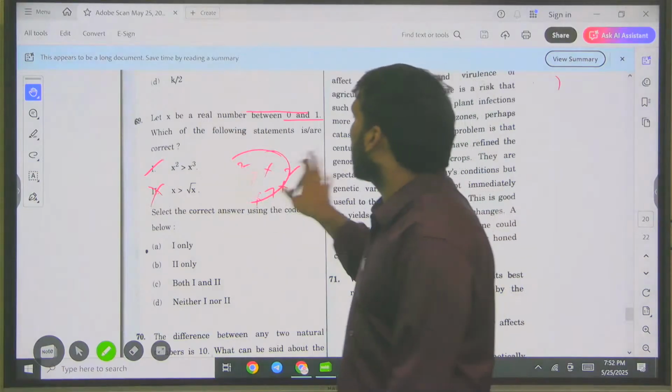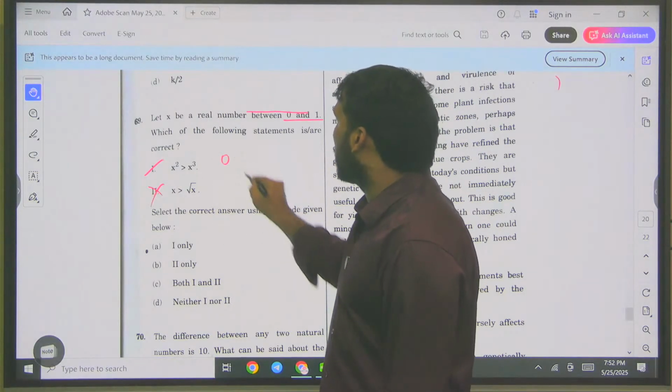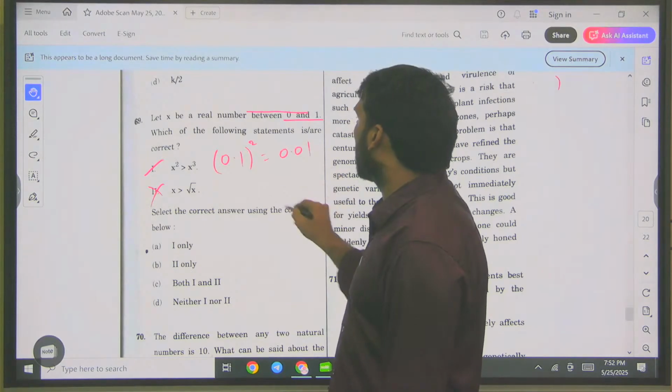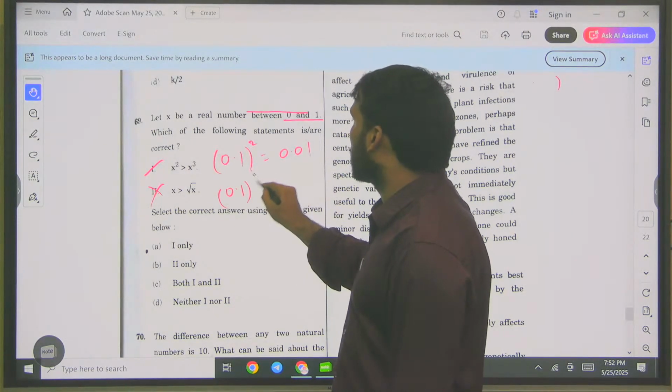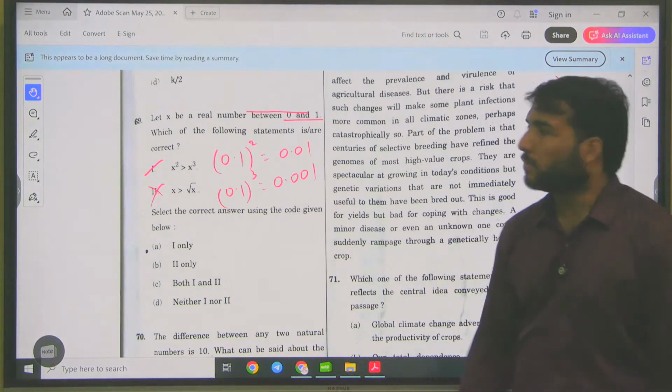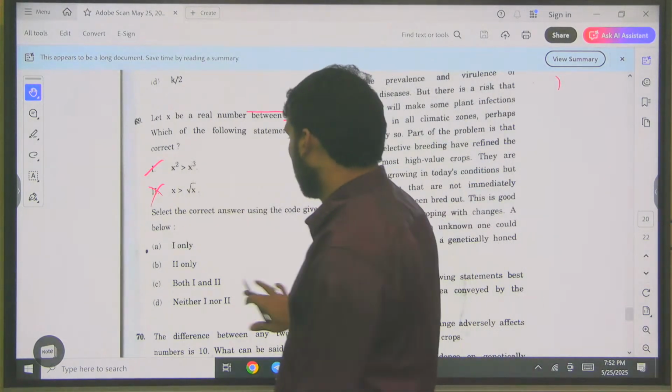Example, I will give you more clarity: 0.1. So 0.1 square will be how much? 0.01. 0.1 cube will be how much? Like this. Same. Basic example.